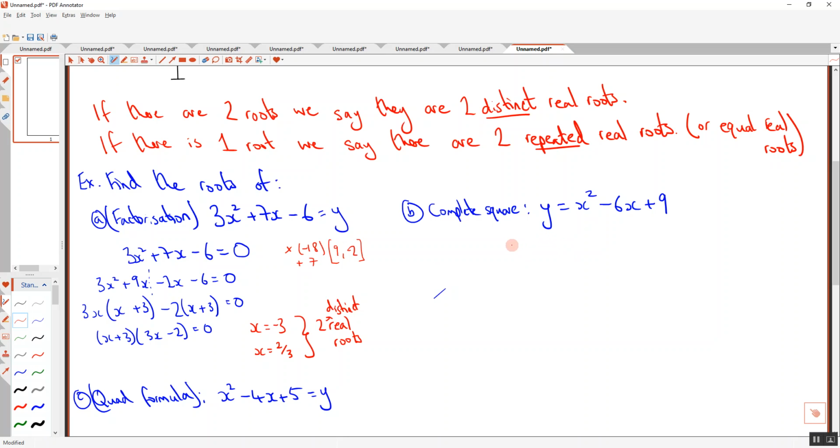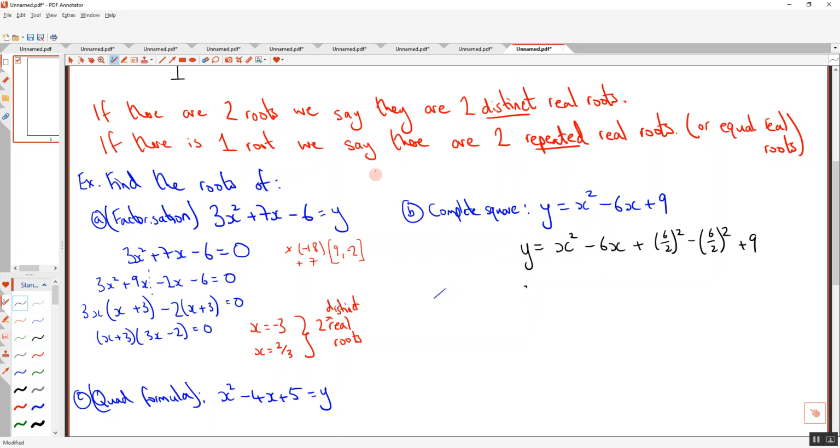All right, second one, completing the square. Talk me through it. Frankie, what do I do first? Bracket, x squared minus 6x. Yep. Plus 9 in bracket, or plus 6 over 2, squared. Good. Minus 6 over 2 squared, plus 9. Okay, good. So you add on half the middle term squared.